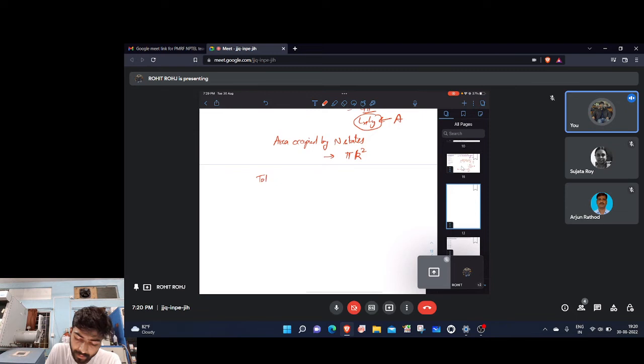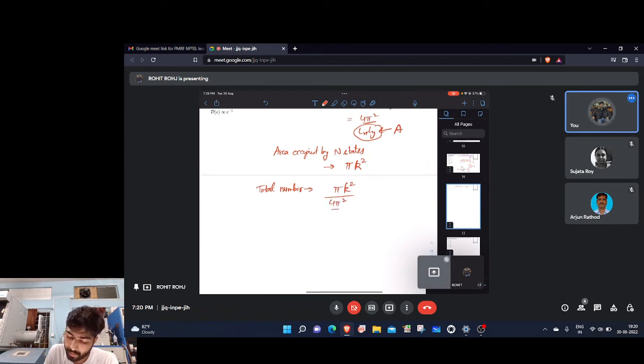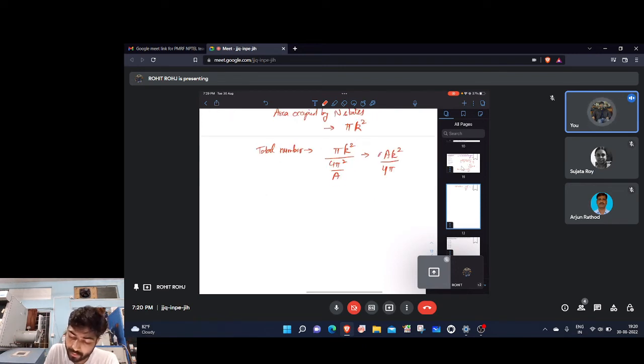And the total number of states would be nothing but pi k square divided by 4 pi square divided by A, which is nothing but A k square by 4 pi. And since we are talking about electrons, let's double it, and then we take a derivative of it. A divided by 4 pi. So now I am talking about density of states as the derivative of the total number of states.